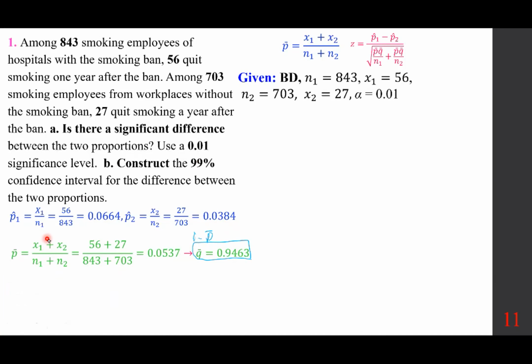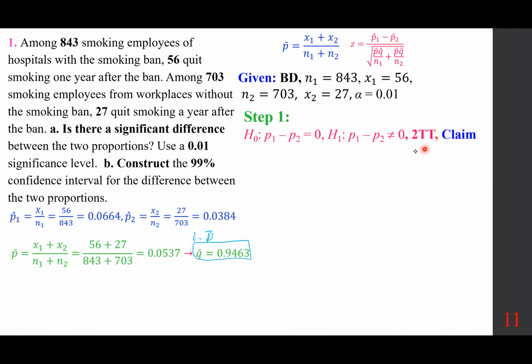So the first step is H0 and H1. H0, P1 minus P2 equals 0. We always give the equality to H sub 0. H sub 1 or H sub A, P sub 1 minus P sub 2 is not equal to 0, because the question is asking, is there a significant difference between the two proportions? It doesn't say less than, greater than. We are just looking for a difference, which makes it a two-tailed test. And since that question is asking, let's go with that to be the claim.